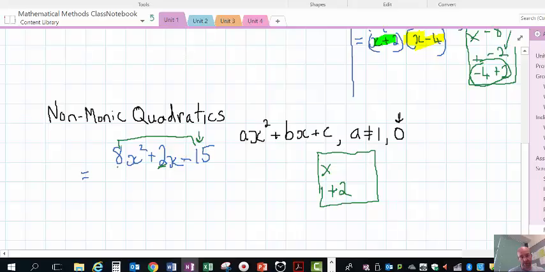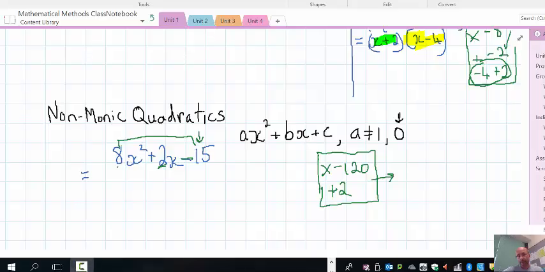Now be careful, the value of c is negative 15, because you can go plus negative. So c is negative 15 and a is 8. That's 8 times 15, which is 120, so it's negative 120. And we need to look at two numbers that add together to be 2 and multiply together to be negative 120.